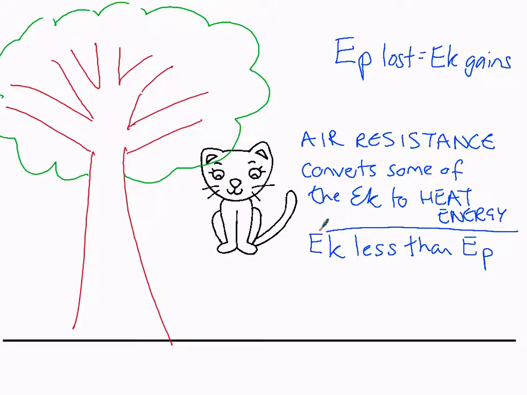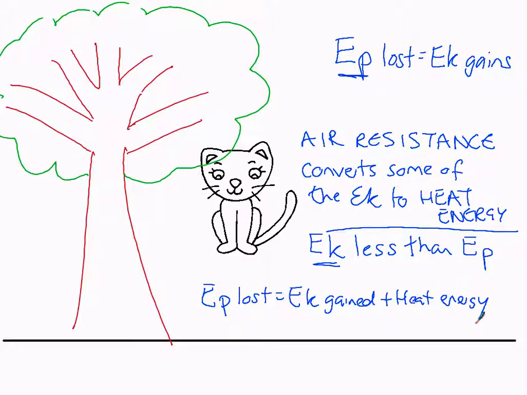So not all of that, whatever your number of EP at the very top, the EK at the bottom will be a smaller number, and the difference is the heat energy that you've lost. So we should really say in the real world that the EP lost equals EK gained plus heat energy. And that total would still be the same.